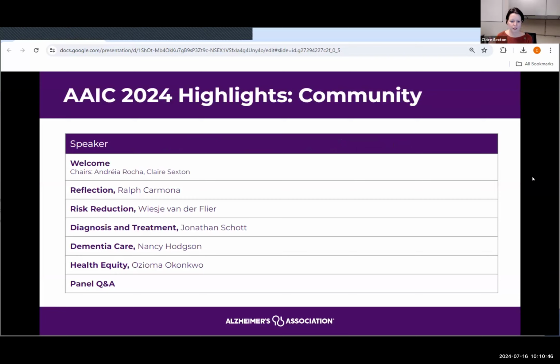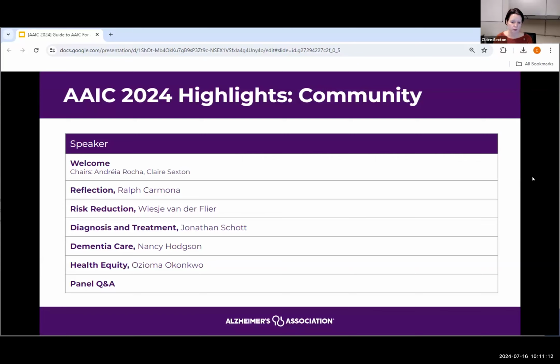So for this session, it will be chaired by Andrea Roca, who is an up-and-coming researcher based out of Brazil, and I will be co-chairing this session. It will begin with a reflection from Ralph Carmona, who has been a research participant and participated in some of the drug trials, and will be reflecting upon his experience of research studies and their importance.